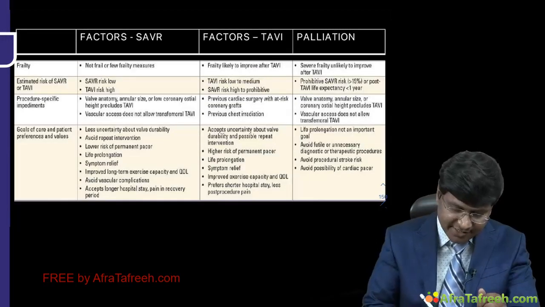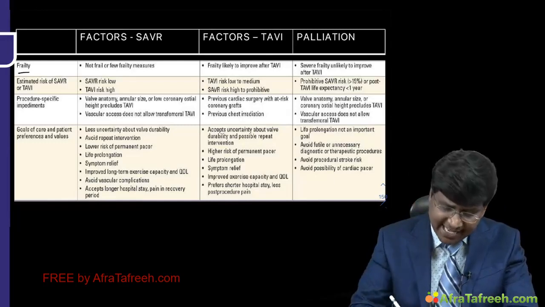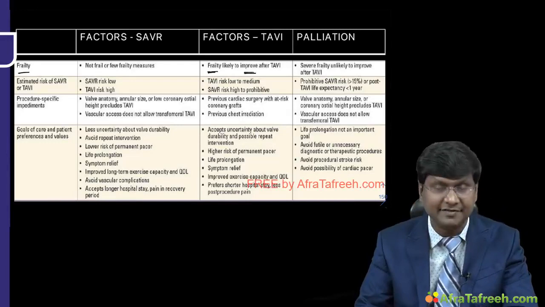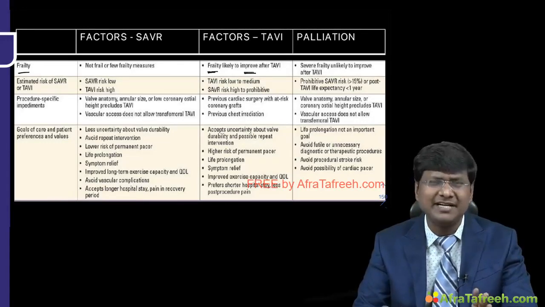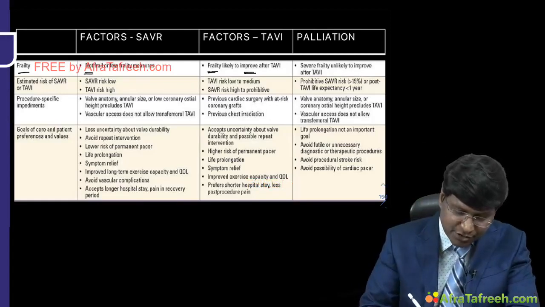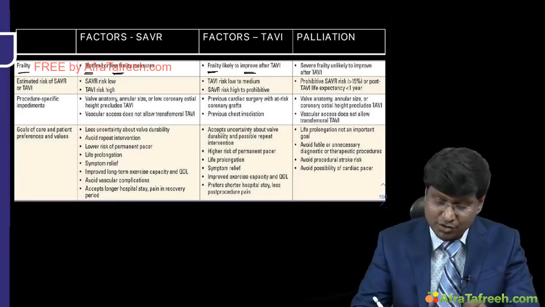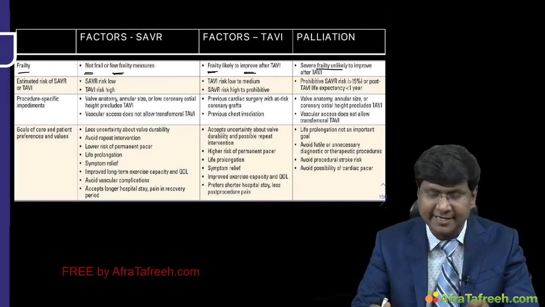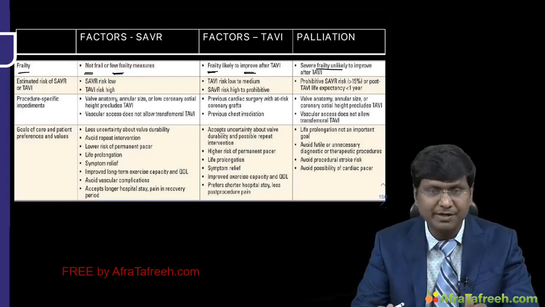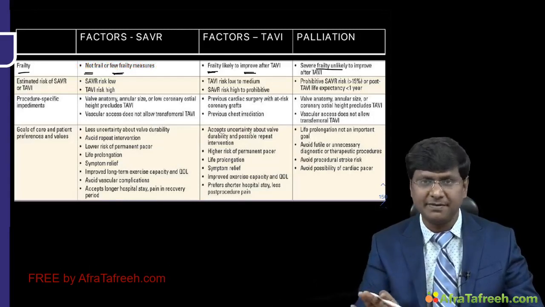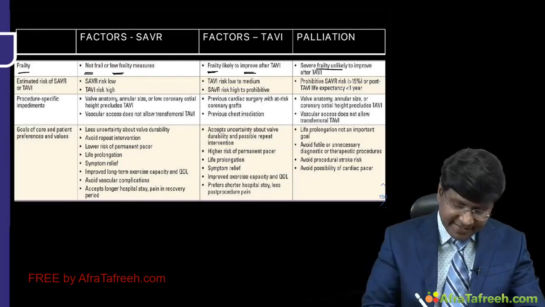And next important is frailty. If the individual is highly frail, frailty is likely to improve after TAVI. And SAVR, surgical aortic valve replacement, is preferable in those individuals who are non-frail or have few frail measures. Those individuals who have severe frailty are unlikely to improve even after TAVI. In them, palliative treatment will be enough. And estimated risk of surgical aortic valve replacement or TAVI.